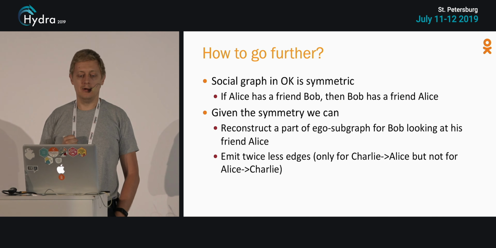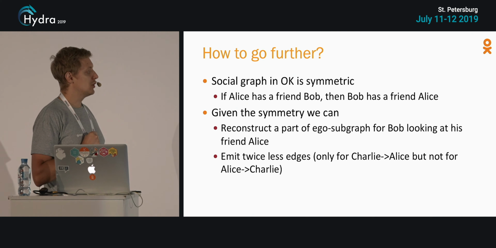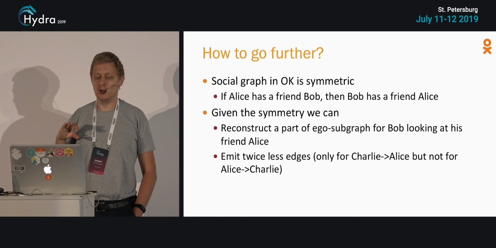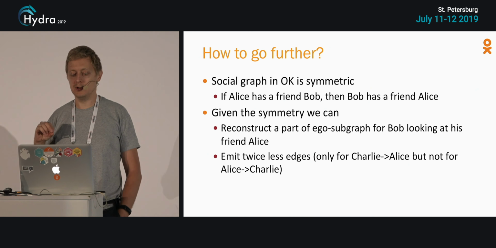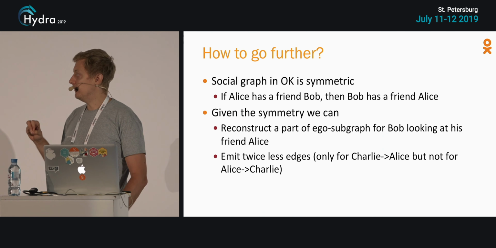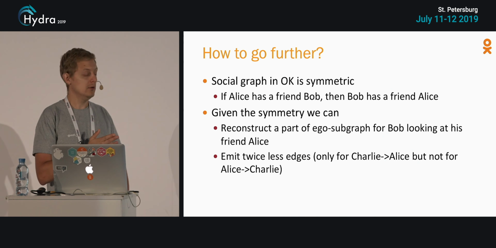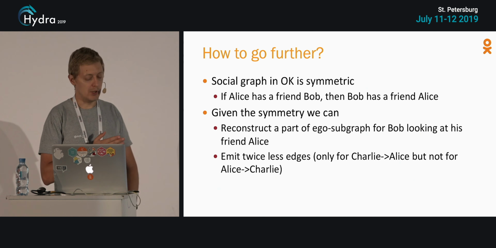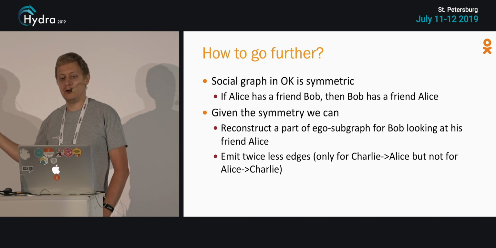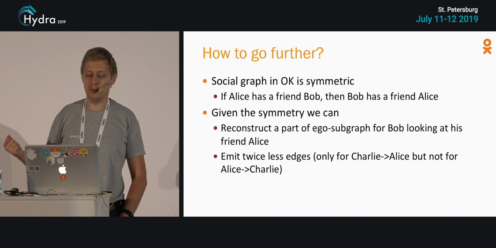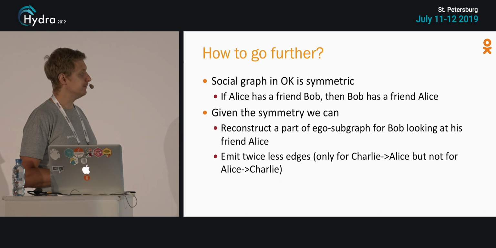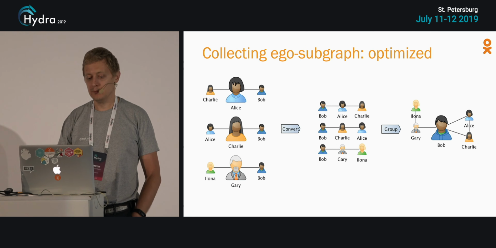And second, we can emit twice less information, by only emitting information about the link between two users if the user on the left side of the edge is higher in alphabetical order, or in any other order, than the user on the right side of the edge. If we know that the graph is symmetric, this information will be enough. How does it look?